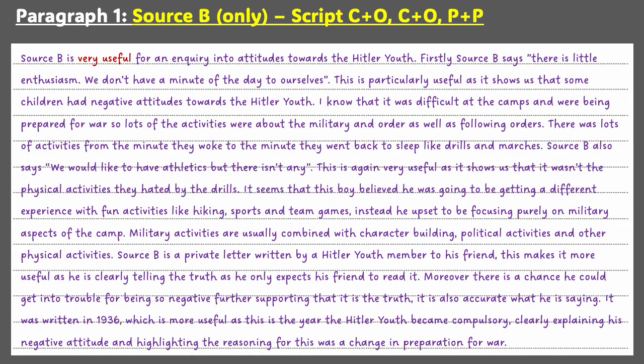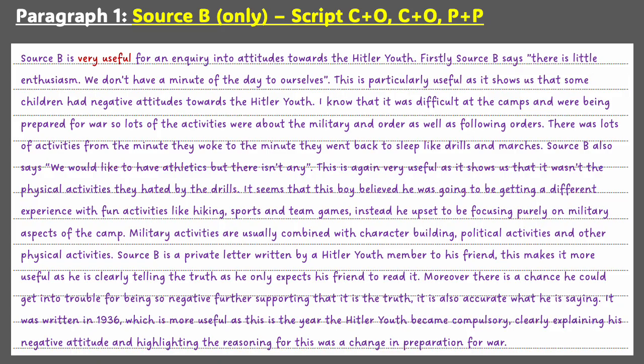So we keep saying that, especially that last little bit there, clearly explaining his negative attitude. That's what the question is about, isn't it? It's asking us about attitude towards the Hitler Youth, not just what did the Hitler Youth do. You need to be saying how that affected the attitudes. All right, so hopefully that makes sense how we've turned our planning and our annotating of the source into a little paragraph here. Obviously a couple of spelling mistakes in there as well, but don't worry too much about that. That's inevitable when you're writing quickly.